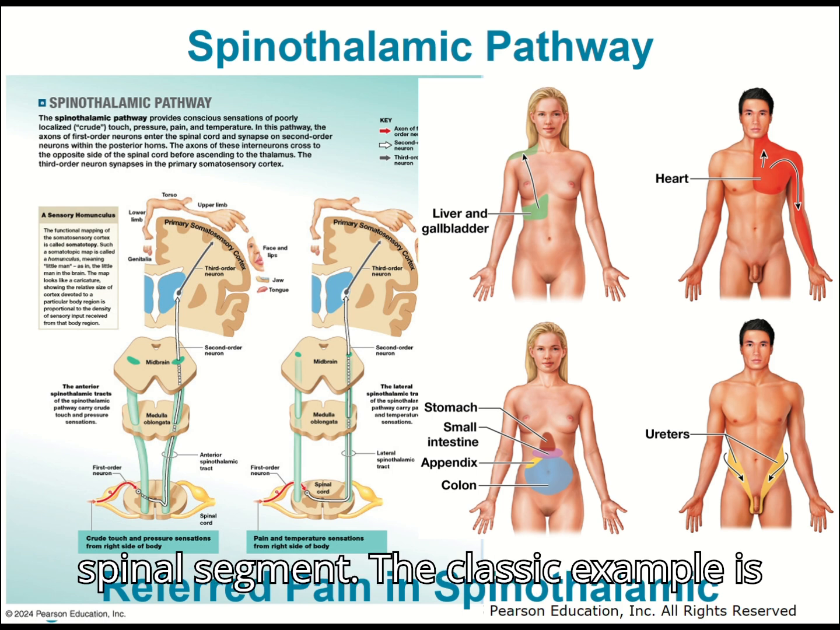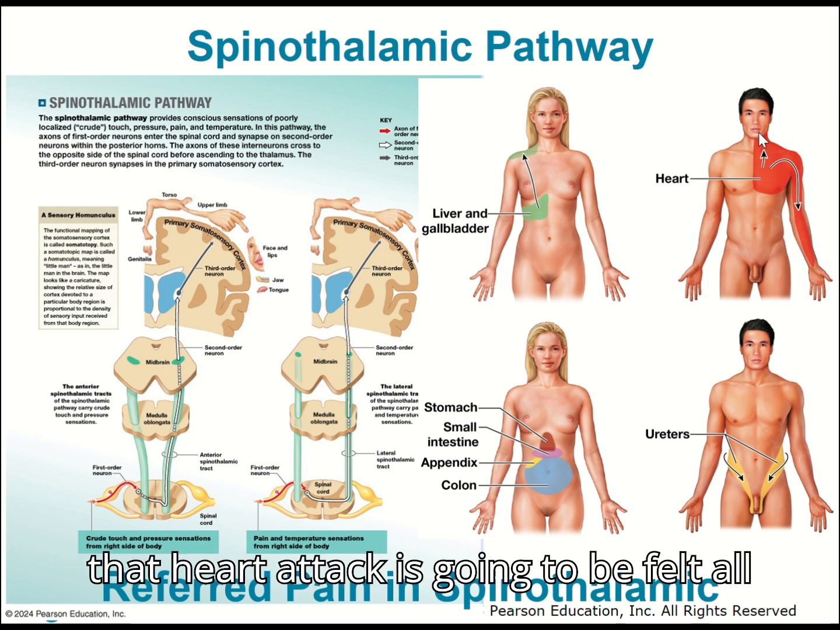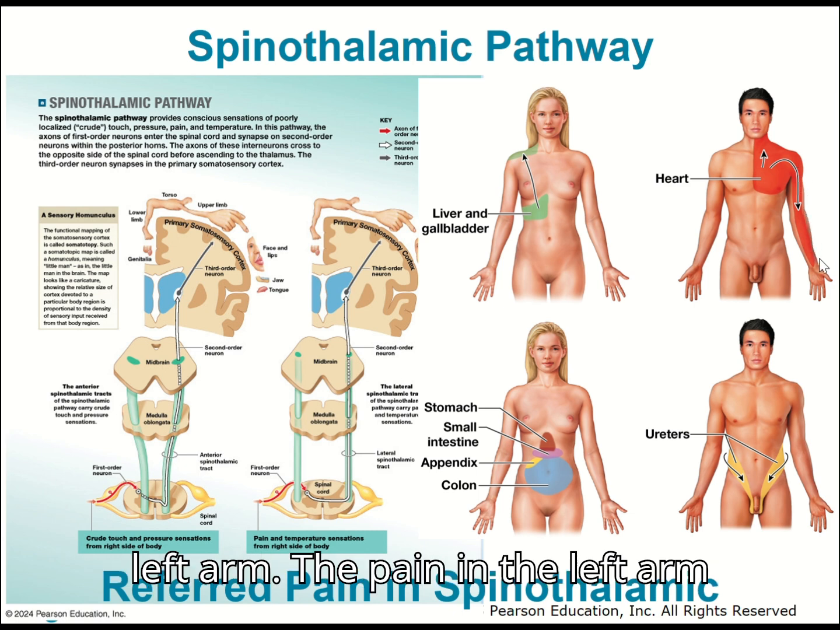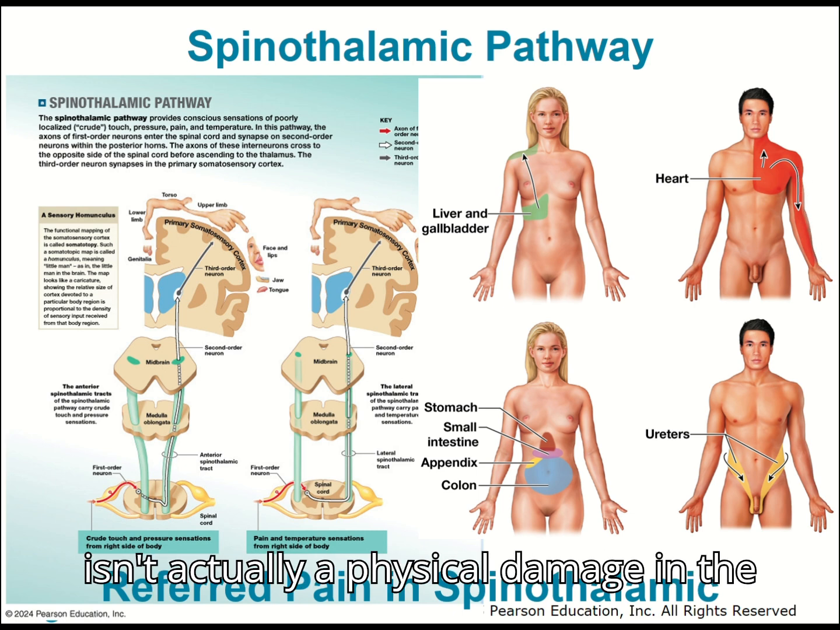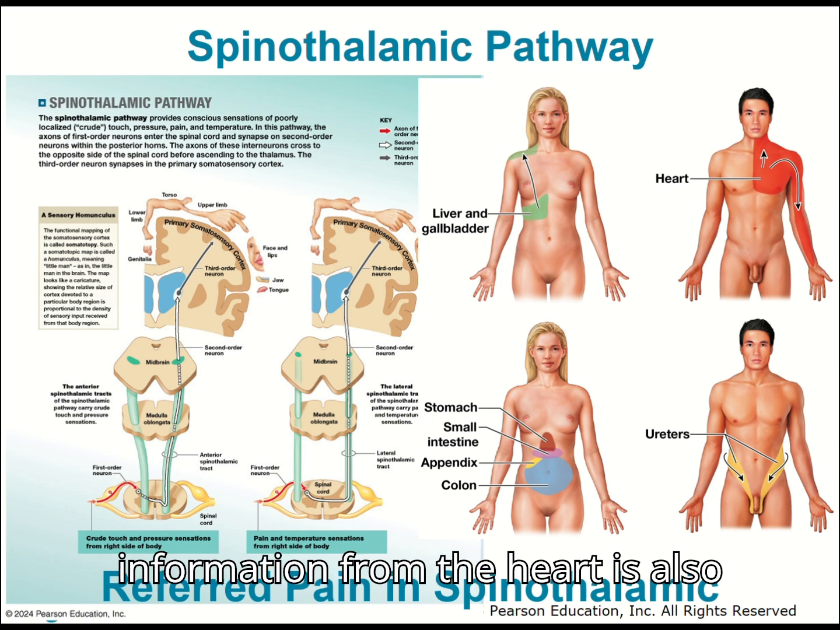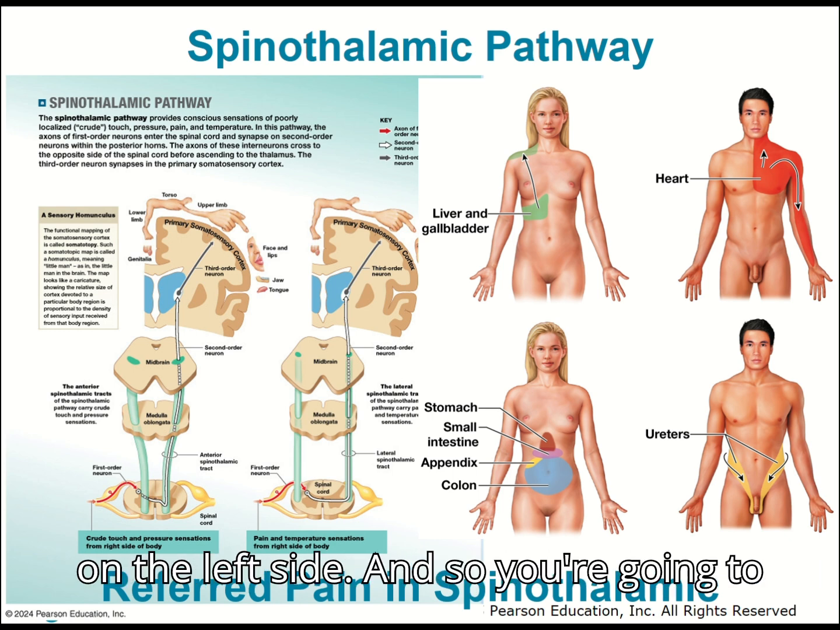The classic example is like if someone is having a heart attack, that heart attack is going to be felt all the way up through the neck, sometimes the jaw, all the way down through the left arm. The pain in the left arm isn't actually a physical damage in the left arm, but that same segment of the spinal nerve that is picking up the information from the heart is also connecting where the arm is going to be on the left side.